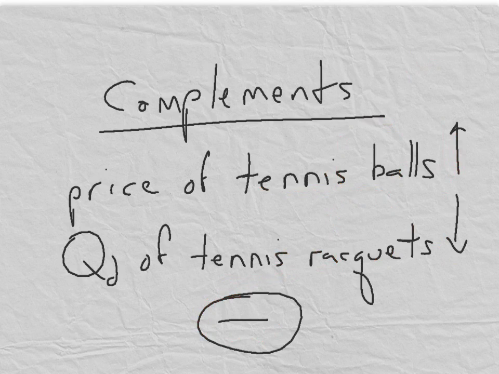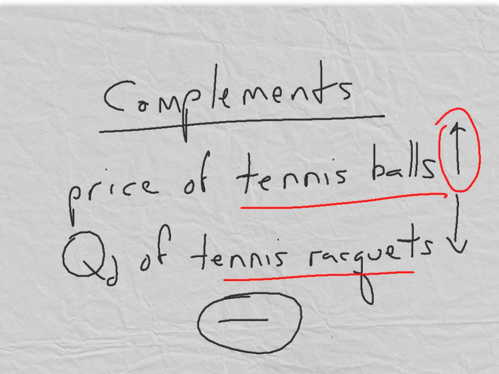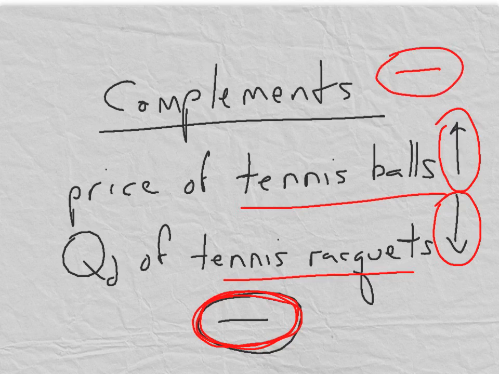On the other hand, if we look at two products which are complements, such as tennis balls and tennis rackets, we may expect that if the price of tennis balls goes up, the quantity demanded of tennis rackets would go down, and vice versa. Either way, this would lead to a negative cross-elasticity of demand for two products which are complements of each other. So we can tell when we are dealing with complements by looking at the sign of the cross-elasticity, which will be negative.